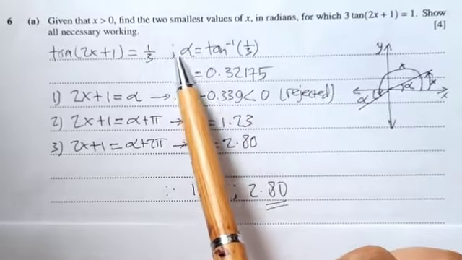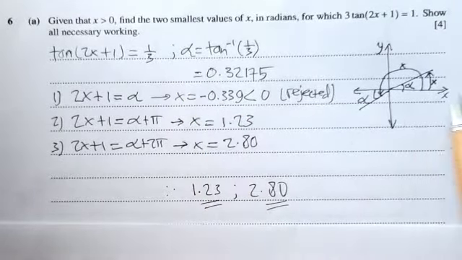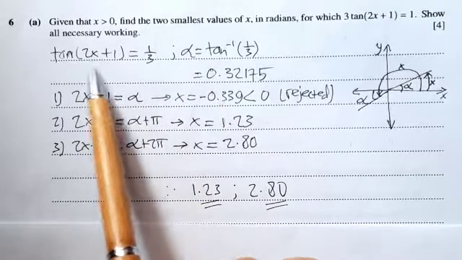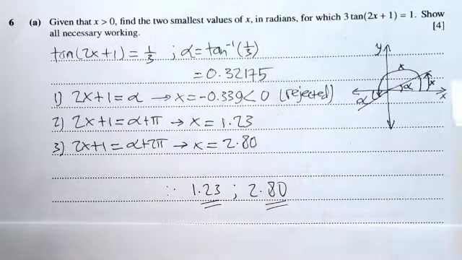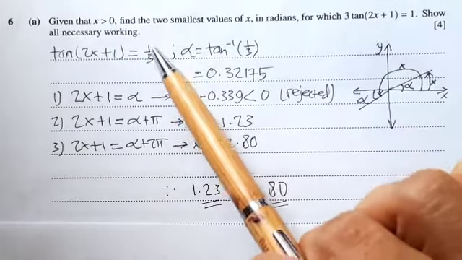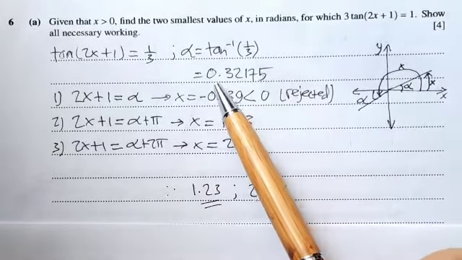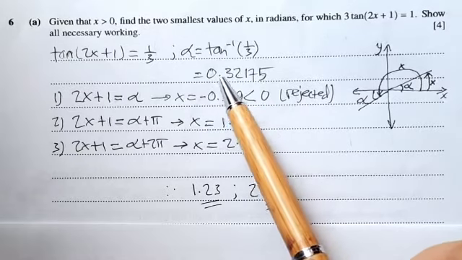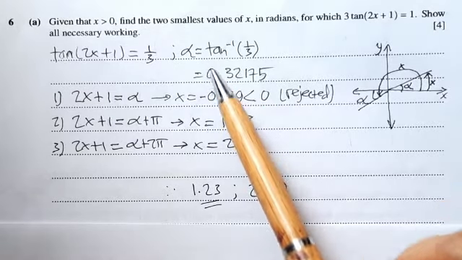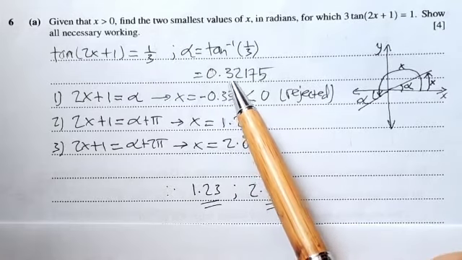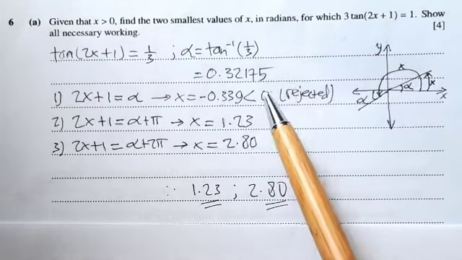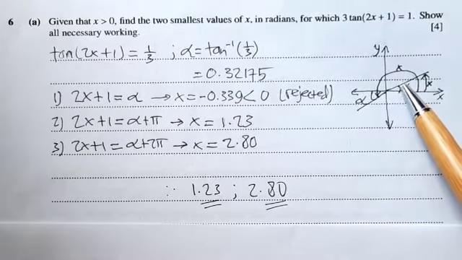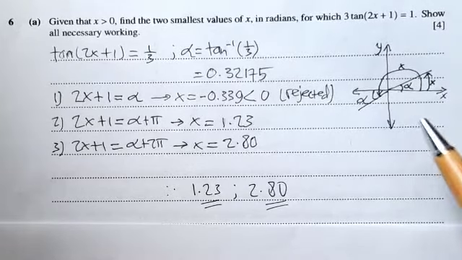First we calculate the basic angle of this equation, that is shift tan 1/3. By using a calculator we obtain that the basic angle is 0.32175 radians. The basic angle here is alpha.